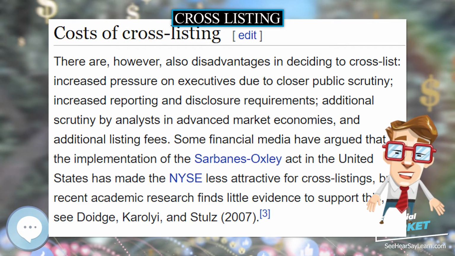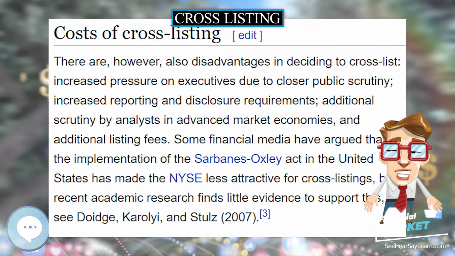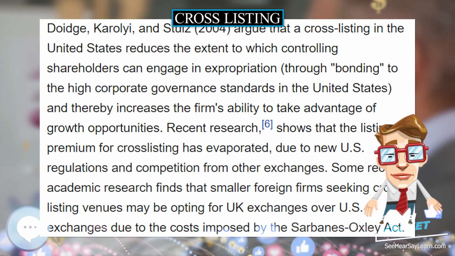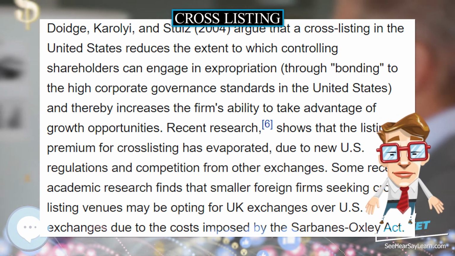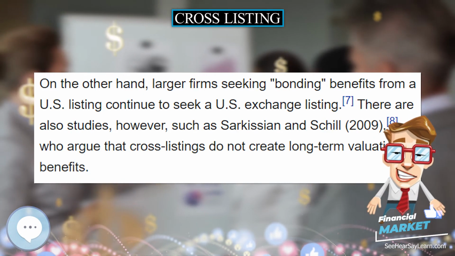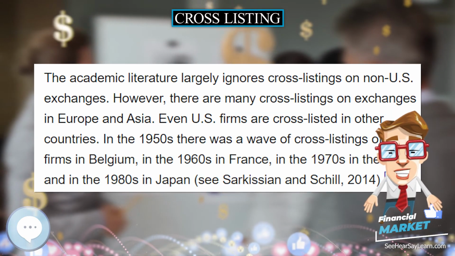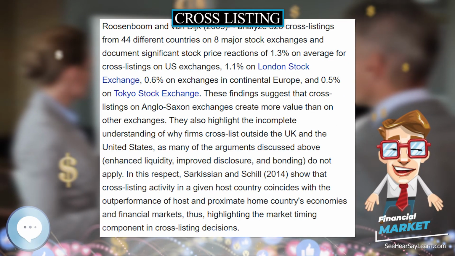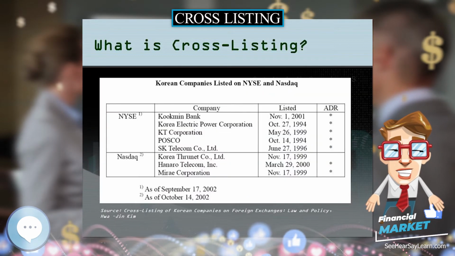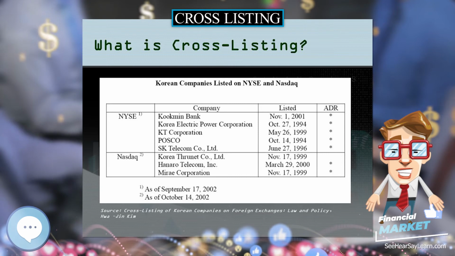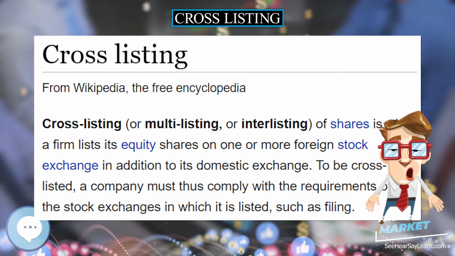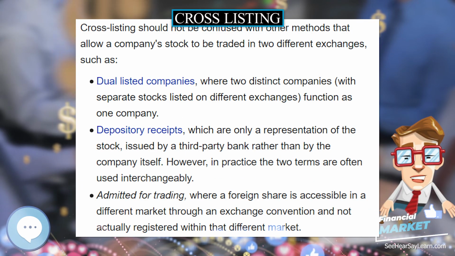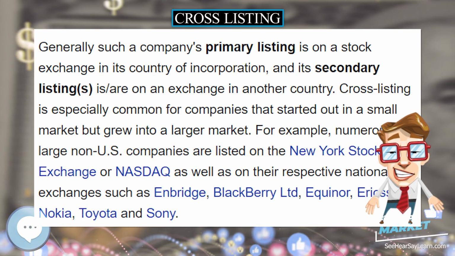Rosenboom and Van Dyke, 2009, analyze 526 cross-listings from 44 different countries on 8 major stock exchanges and document significant stock price reactions of 1.3% on average for cross-listings on US exchanges, 1.1% on London Stock Exchange, 0.6% on exchanges in continental Europe, and 0.5% on Tokyo Stock Exchange. These findings suggest that cross-listings on Anglo-Saxon exchanges create more value than on other exchanges. They also highlight the incomplete understanding of why firms cross-list outside the UK and the United States. As many of the arguments discussed above, enhanced liquidity, improved disclosure, and bonding, do not apply.